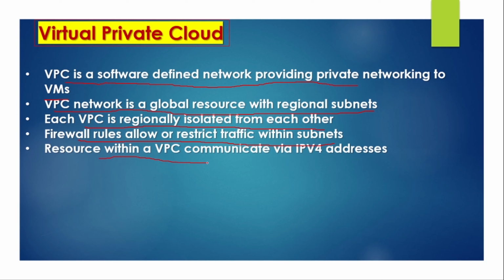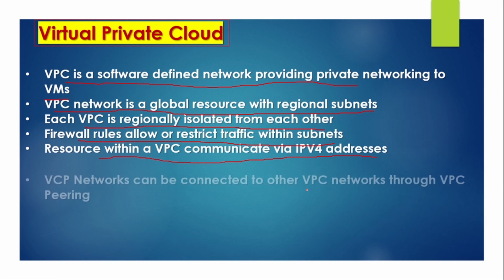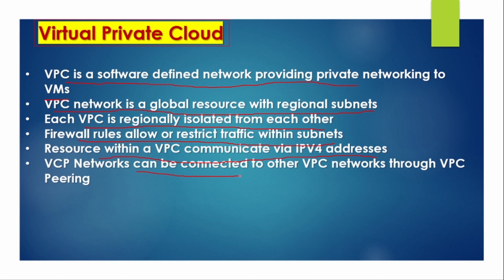Resources within a VPC communicate via IPv4 addresses, and there is a DNS service within the VPC for name resolution. VPC networks can be connected to other VPC networks through VPC peering. So if you are running multiple VPCs and want to share resources with other VPCs, then you need to create a VPC peer.